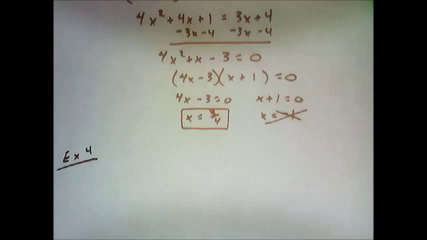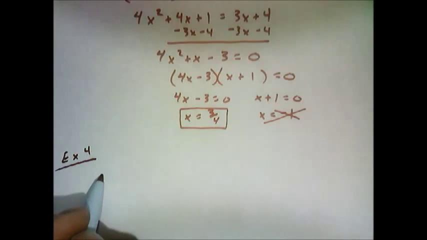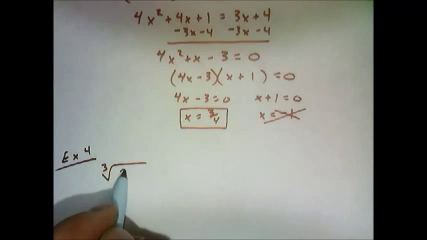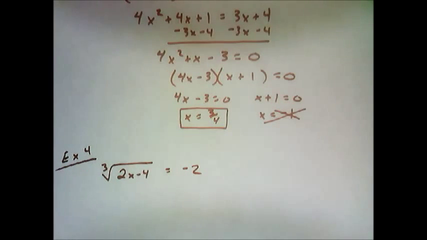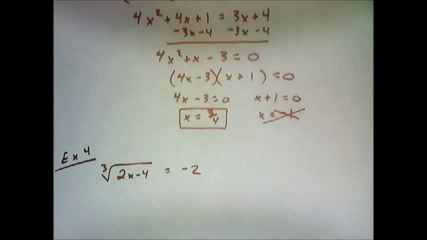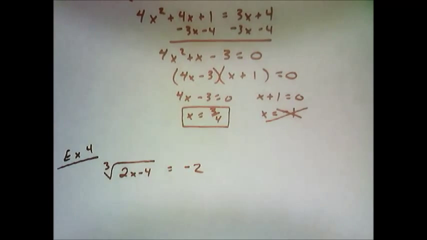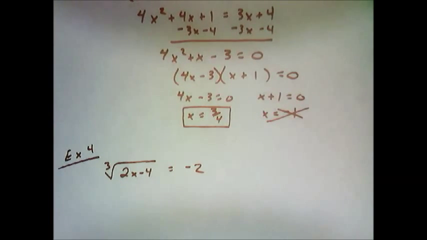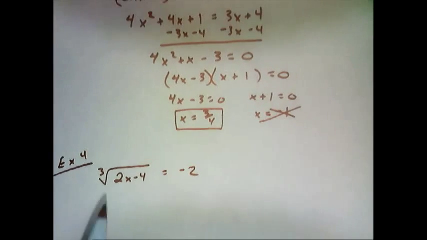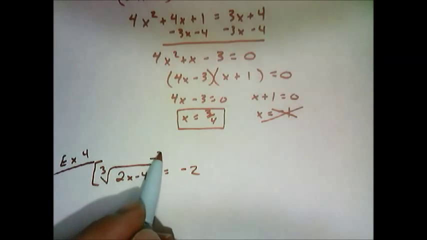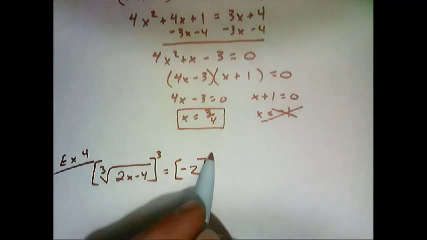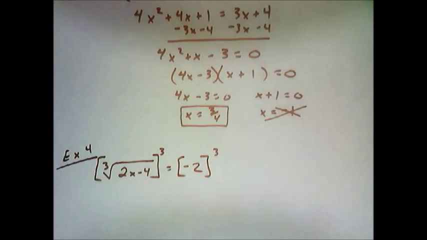In example 4, let's look at the third root of 2x minus 4 equal to negative 2. Now what we've done is we've changed up that index. Well, now we can think, what undoes the third root of a quantity? What undoes the third root is the cube. So I'm going to take the third power to both sides.